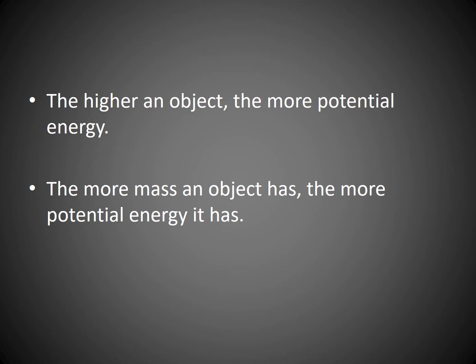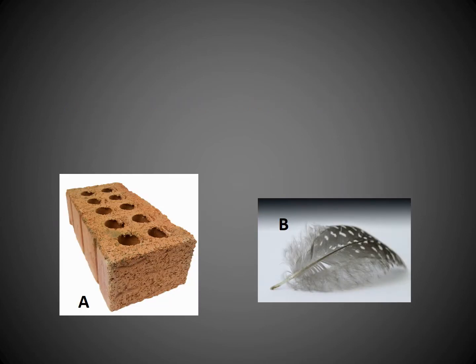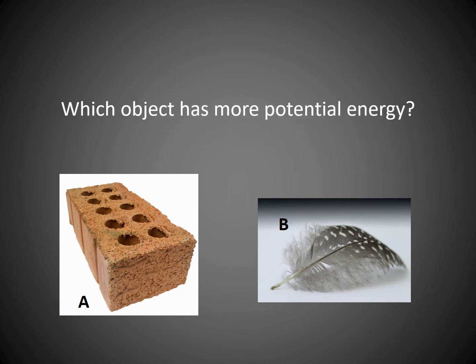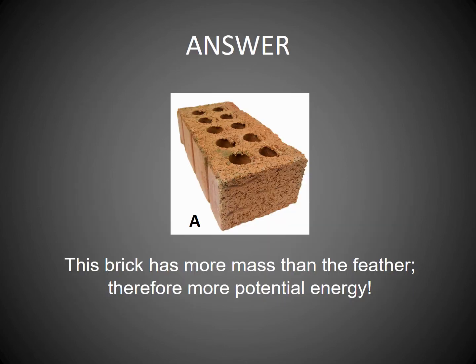So the higher an object is, the more potential energy. The more massive an object is, it also has more potential energy. So something that's heavier will have more potential energy than something that's light. So if you look at these two examples, which one of these has the most potential energy? Well, if you say A, you are absolutely right, because the brick is way heavier than the feather, and the things that are heavier have more potential energy. So the answer was A, the brick.